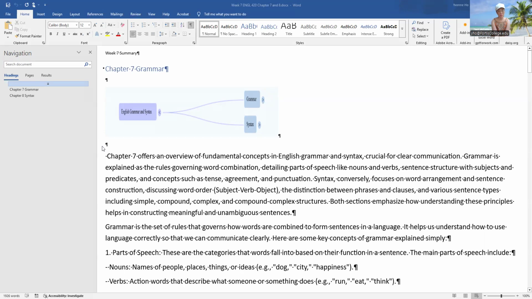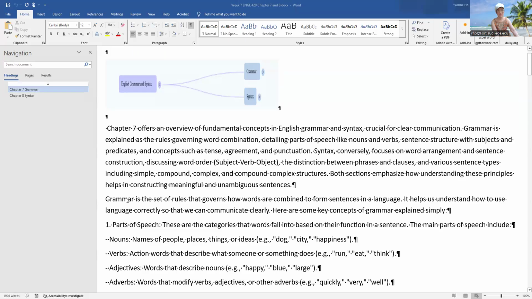Grammar is the set of rules that govern how words are combined to form sentences in a language. Grammar helps us understand how to use language correctly so that we can communicate clearly. Here are some key concepts of grammar explained simply.